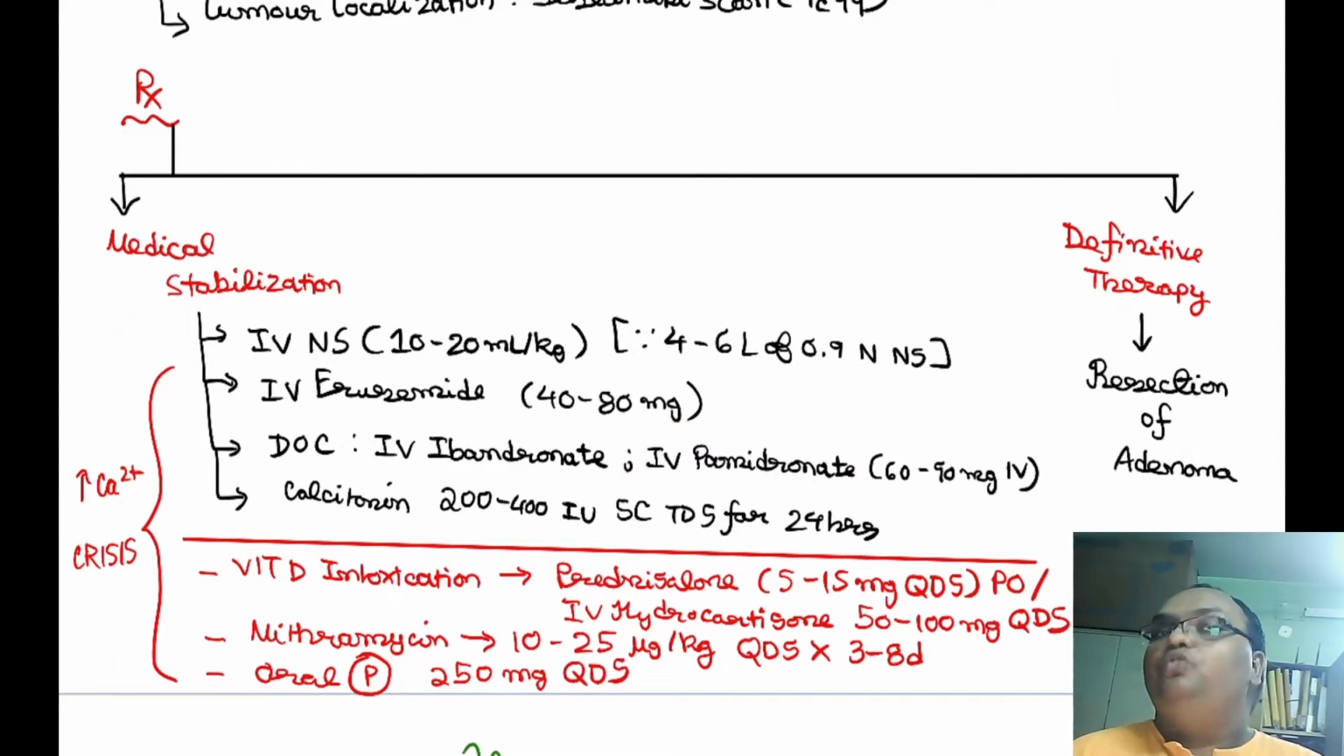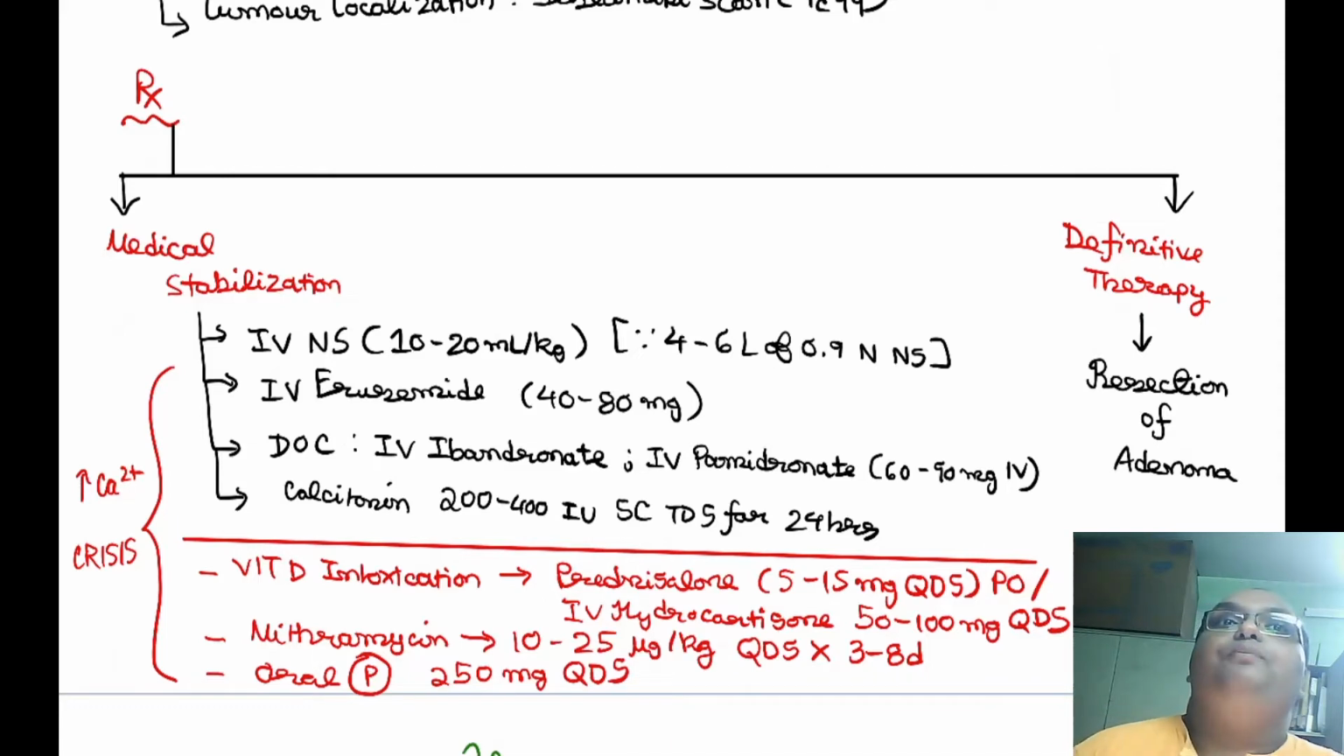Calcitonin is being used because you know calcitonin is physiologically opposite to parathormone, so it can be used. Parafollicular C cells secrete it normally in the body, but artificial supplements and derivatives can also be given, 200 to 400 international units subcutaneous 3 times a day for 24 hours, right? That could be given.